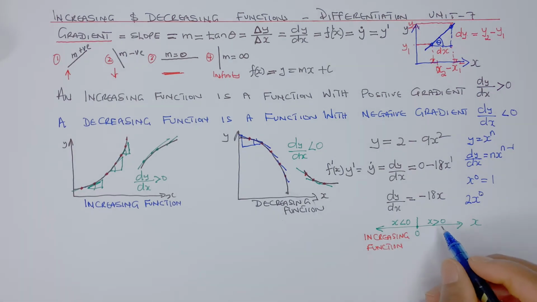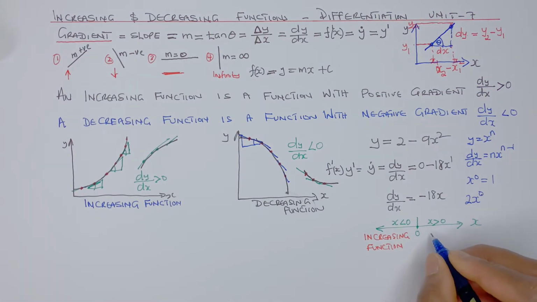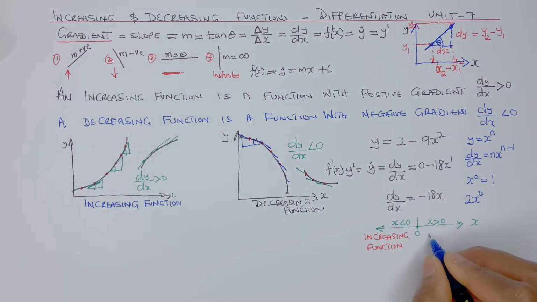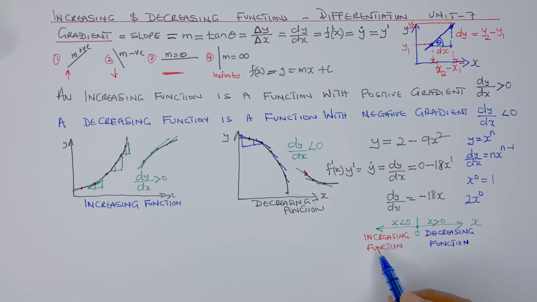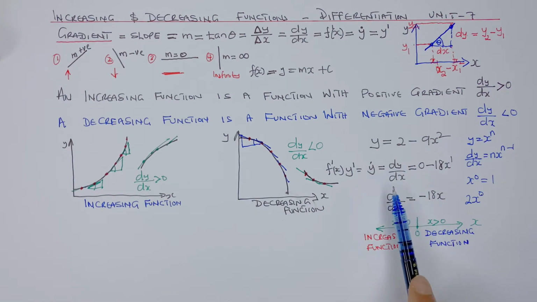When x is greater than 0, that's positive. If I put a positive value here, I'm going to get negative. So dy/dx is negative. So this side is decreasing function, and this side is increasing function. And that's what the question is asking. So which side is increasing? When x is less than 0 is an increasing function. Which side is decreasing? When x is greater than 0.